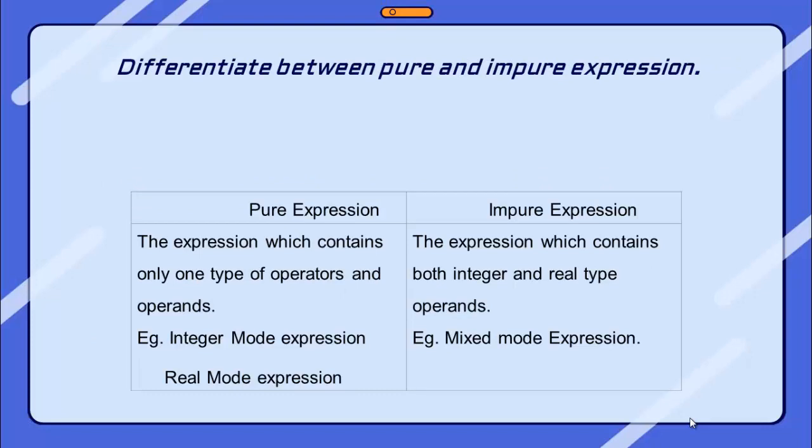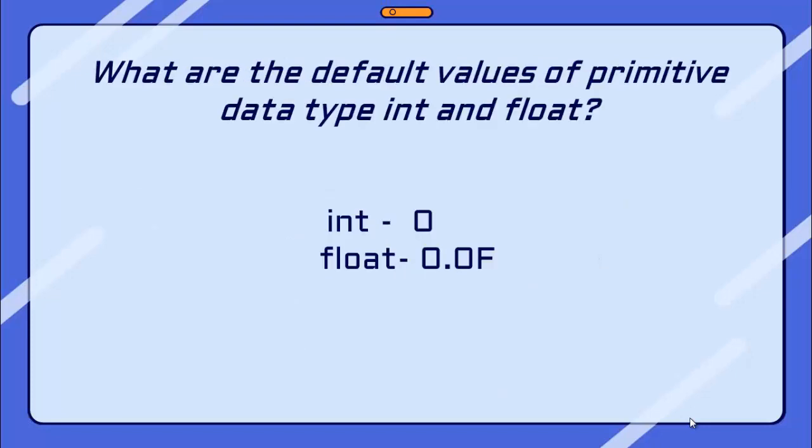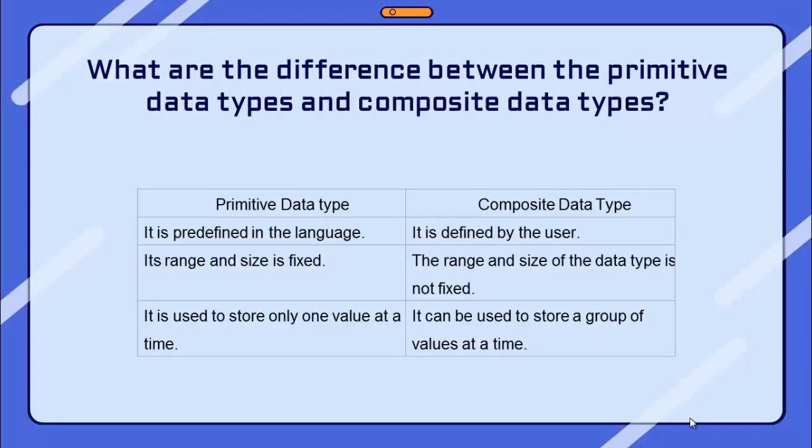Differentiate between pure and impure expressions. An expression which contains only one type of operators and operands is pure. An expression which contains both integer and real type operands is impure. The other name is mixed mode expression. The default value of primitive data types int and float: int is 0, float is 0.0f.